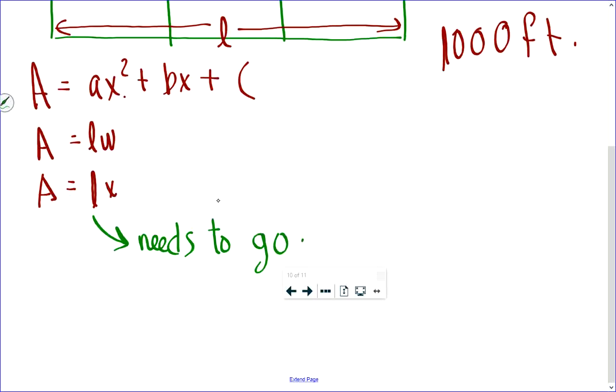You cannot imagine having a graph where area is here and you want to maximize area unless you have only one other variable. You can't have another variable. We don't know what a graph of A equals L times X looks like when L and X are both changing. You can't wrap your head around that. So that's why that needs to go.